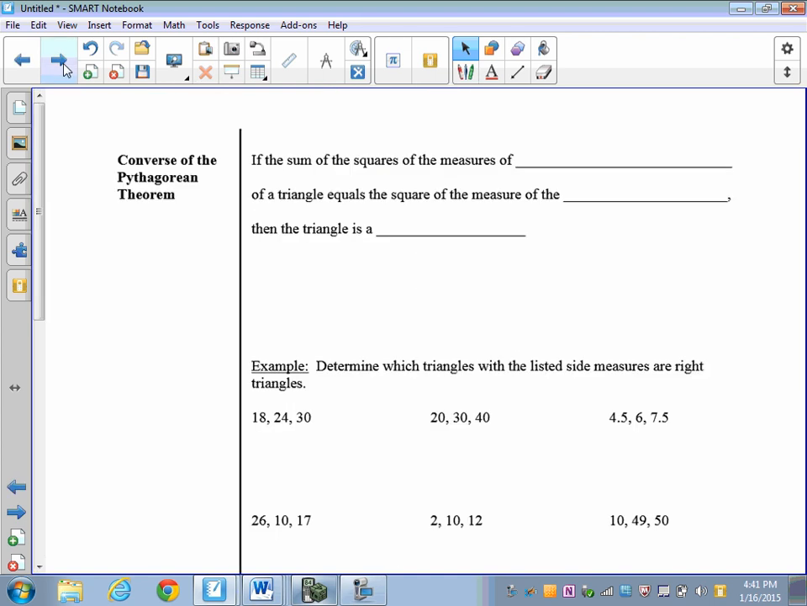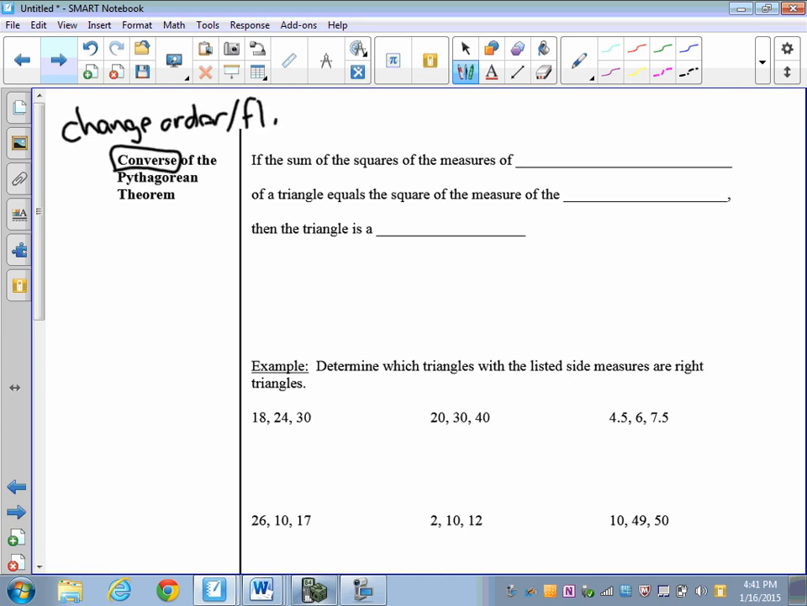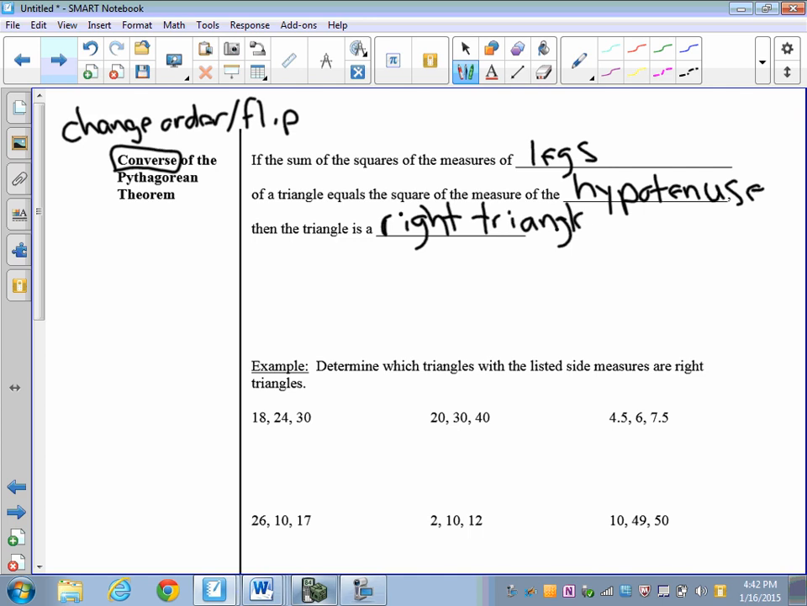Another big idea is the converse of the Pythagorean theorem. So remember that word converse. That means we change the order or flip it from unit 1. This time it says if the sum of the squares of the measures of the legs of a triangle equals the square of the measure of the hypotenuse, then the triangle is a right triangle. So this is nearly the same as the Pythagorean theorem. It's just the converse. We flip it.